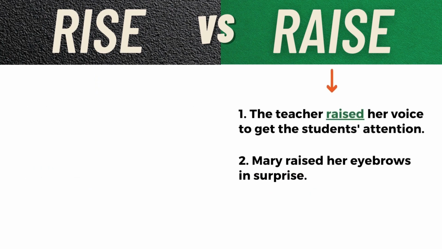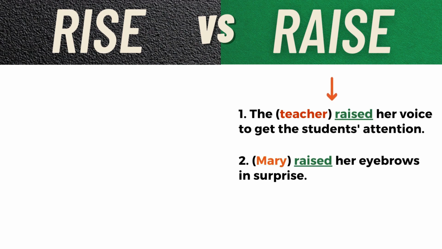Let's look at a few more examples. The teacher raised her voice to get the students' attention. Someone, which is the teacher in the sentence, caused the voice to increase in volume. That's why we use raise. Another example, Mary raised her eyebrows in surprise. Again, someone, which is Mary, is the cause of the eyebrows being lifted.